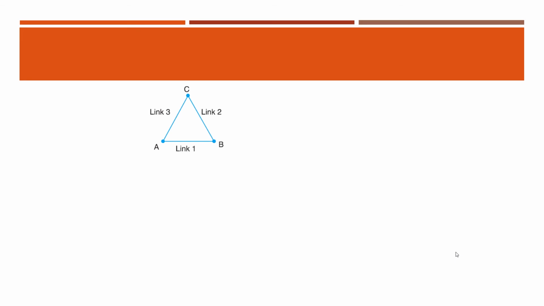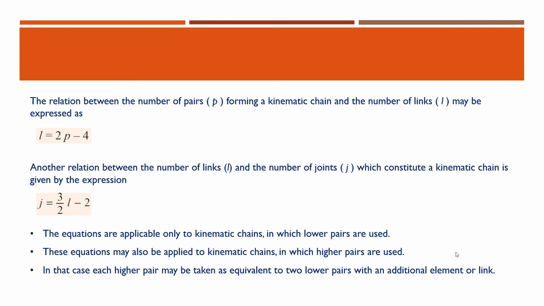How many links? Actually, we are forming an equation between the number of links, the number of pairs and the number of joins. So, once you have an arrangement, you need to determine how many links are there, how many pairs are there and how many joins are there. If you look at this figure, how many links are there? 3. Link 1, link 2 and link 3.